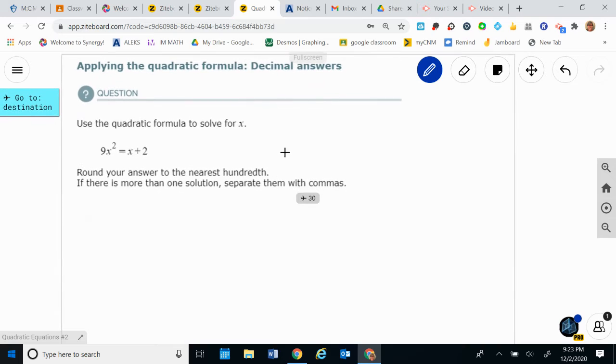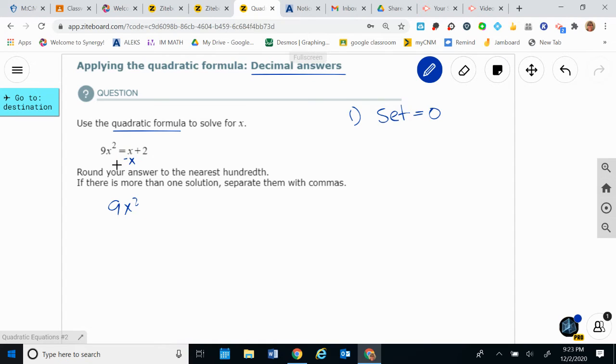Try this equation. It says decimal answer. So now you guys are going to be plugging it into a calculator. It says use the quadratic formula to solve for x. Well, there's a problem. You have to go through the steps, you guys. Set it equal to 0. If it's not set equal to 0, you must do that. So we're going to go 9x squared.